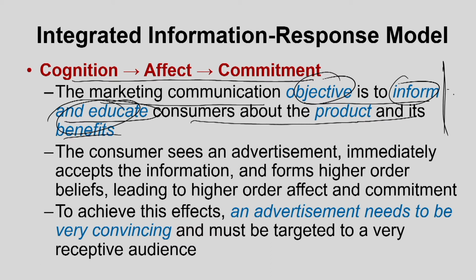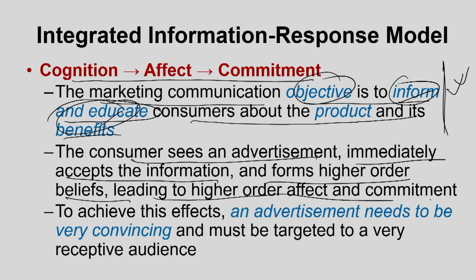So, here in this kind of model, what the advertisement is desiring to do is to inform and educate consumers that a product of this kind exists, and if you use this product, this is the benefit that is going to happen. What happens here? The consumer sees an advertisement. First step, the consumer immediately accepts the information, sees the advertisement, accepts the information and forms higher order beliefs, leading to higher order effect and commitment.